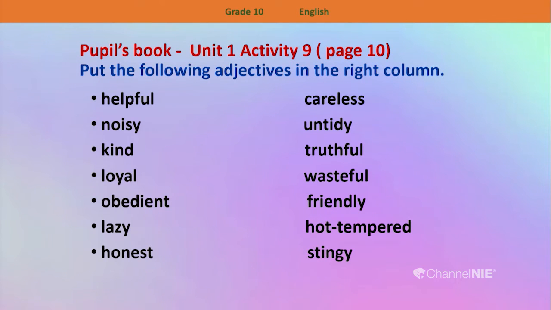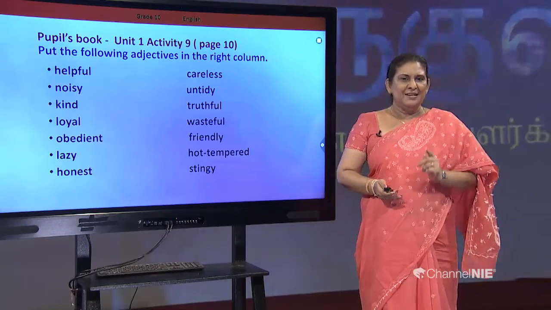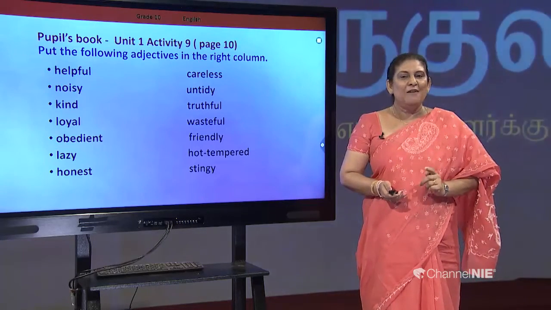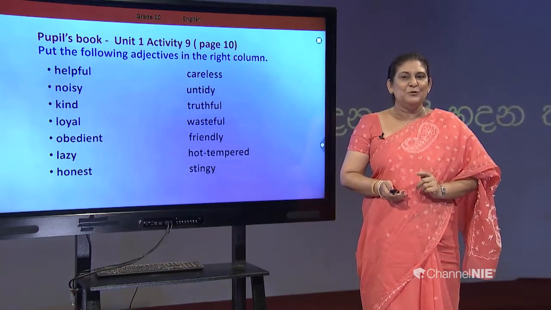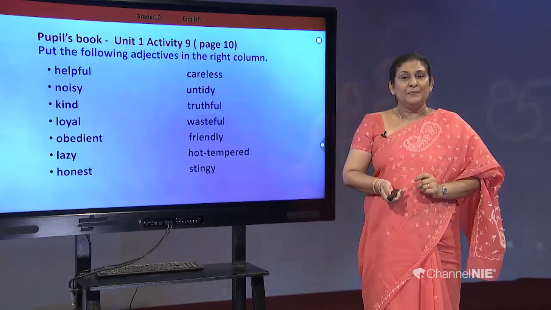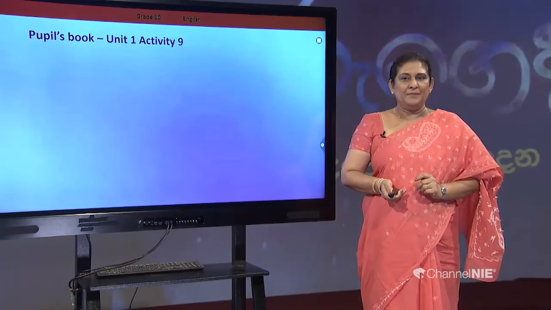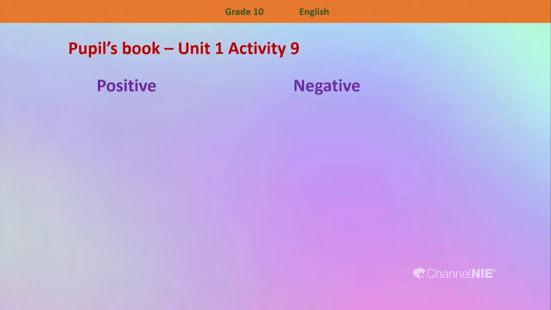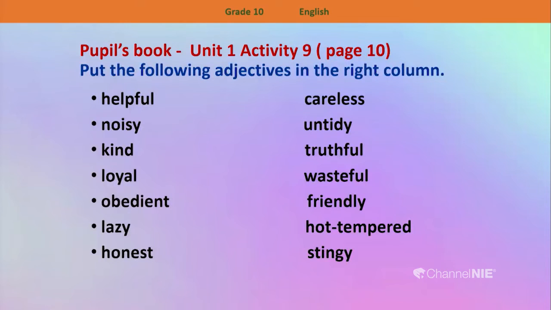Right. So now you got an idea about the words. Now the task is you have to categorize them under the two headings given, positive and negative qualities. Right. We will give you some time, children. I will show you the words once again. You can put the words in the correct column accordingly.